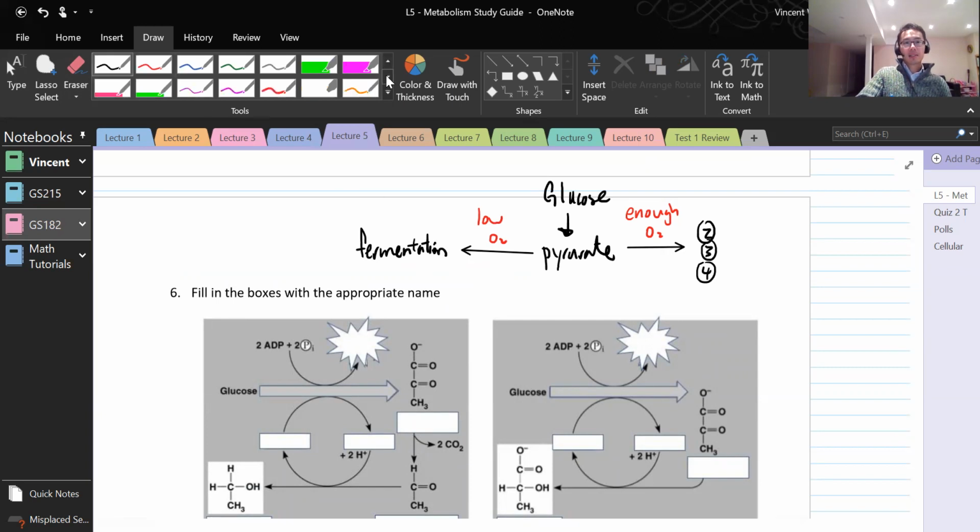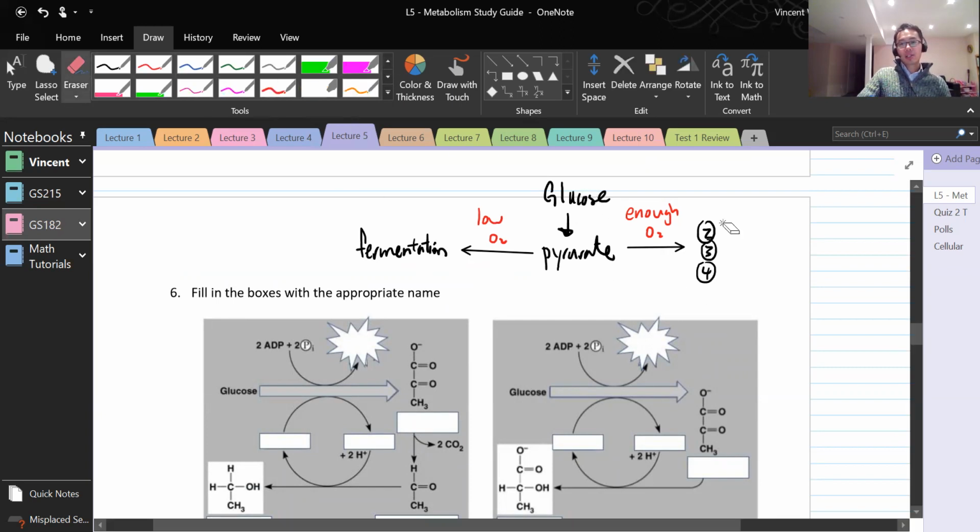So glycolysis plus all these things we call aerobic respiration, because it can only occur with oxygen. Whereas on the other hand, the fermentation that happens when there is not enough oxygen is anaerobic respiration.